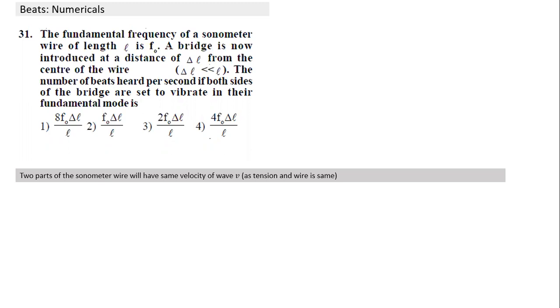What we have to keep in mind whenever a bridge is placed on a sonometer, what is the important point we need to keep in mind? See what has happened in both parts. When the bridge is placed, two parts of the sonometer wire will have the same velocity of wave. So the tension will remain the same and the wire also remains the same, mu remains the same. So this is an important point we have to keep in mind. Any question which involves a sonometer wire, the speed of wave V will remain unchanged unless the question has some other information.